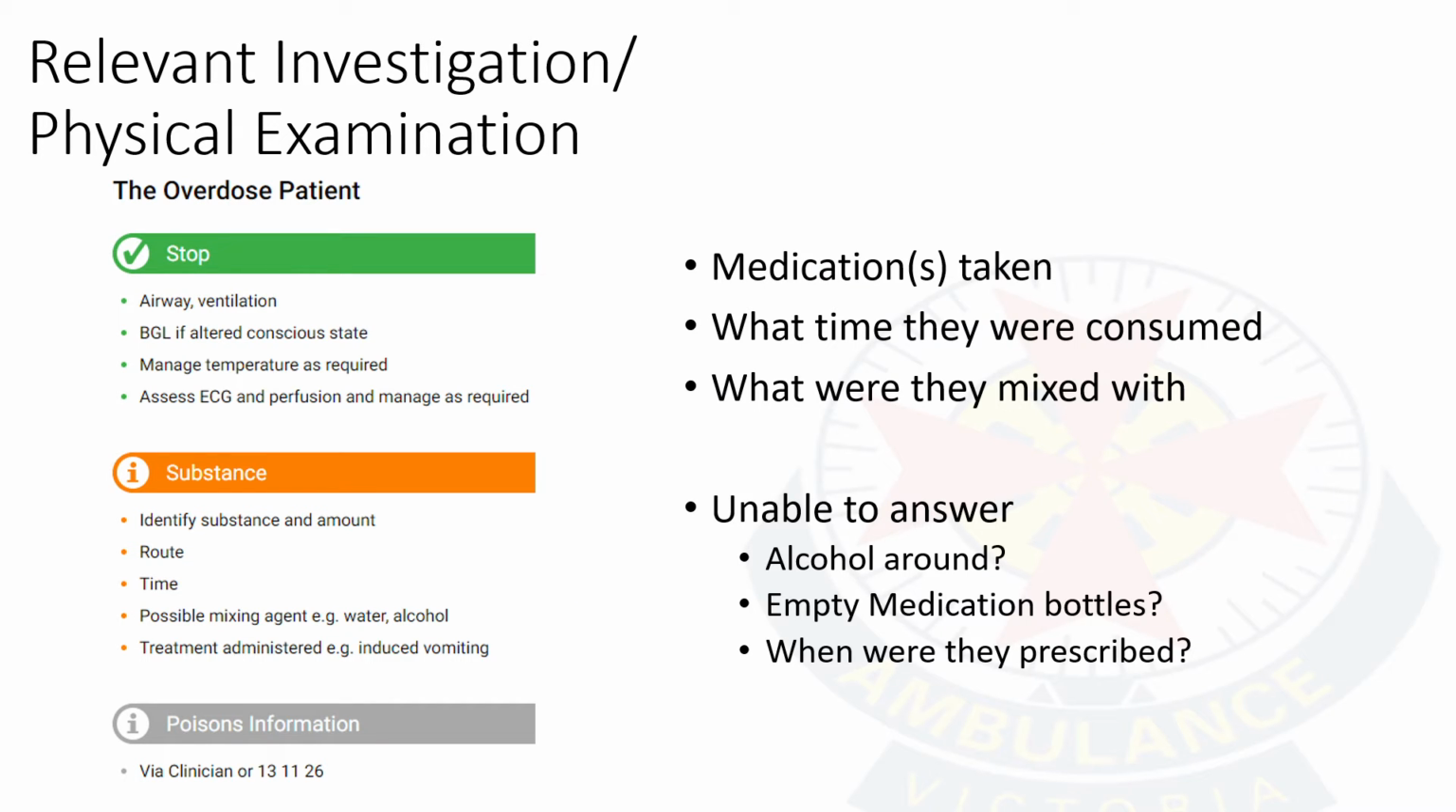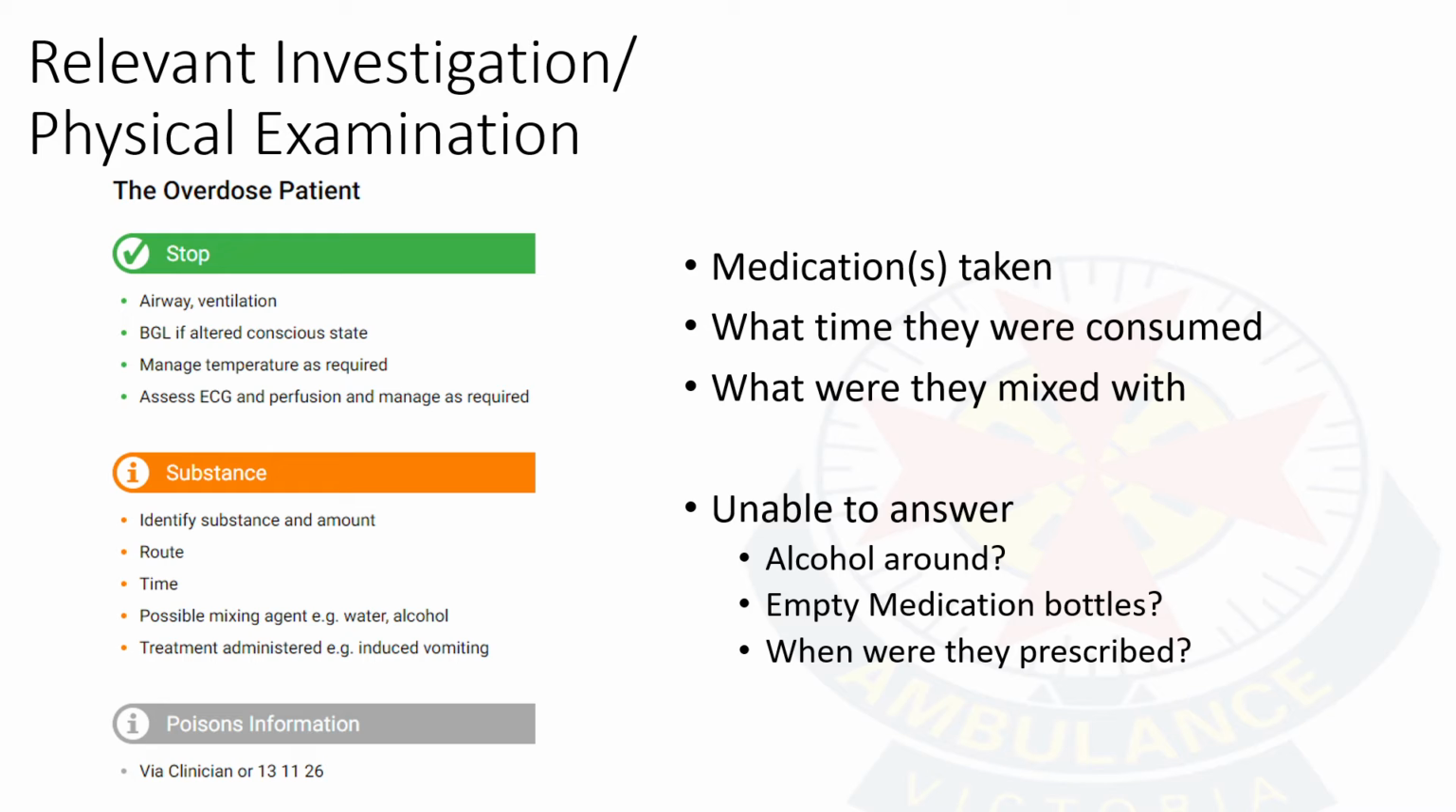Looking into what Ambulance Victoria guides paramedics to do with the overdose patient, it too reminds paramedics to focus on fundamentals, being airway and ventilation. It then builds to the substance itself, determining what substance, dosage, route, and time. A relevant investigation in the overdose setting is asking the conscious patient what medication they have taken and how much. Is it just one medication or is it a polypharmacy overdose? How many milligrams were consumed?